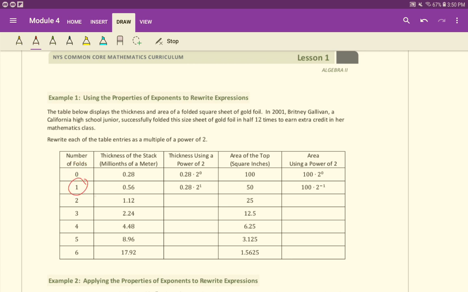Now, if she folds it in half once, that's going to double the thickness, because you're doubling up the amount. So you can see it's that original 0.28 times 2. Folding it in half one more time, so now it's 2 total folds, is going to double again. So it's going to be that 0.28 times 2 times 2, which yields 2 to the second. And so on and so forth.